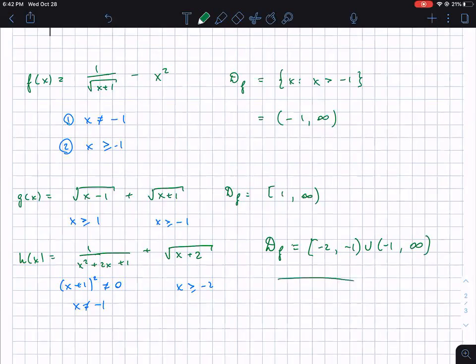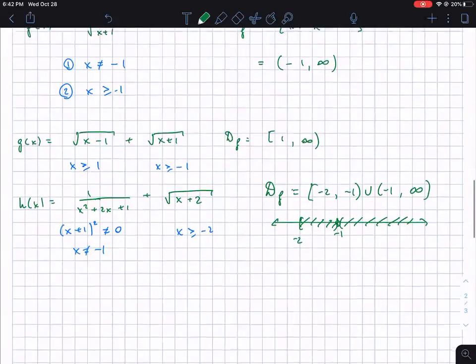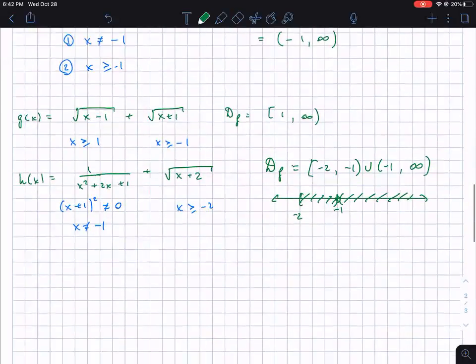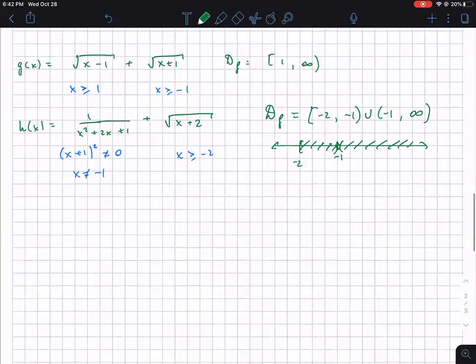If you want to think about it graphically, you go from -2 to -1, you exclude -1, then you include everything else. Is that okay? Excellent. Okay, let's do one more.